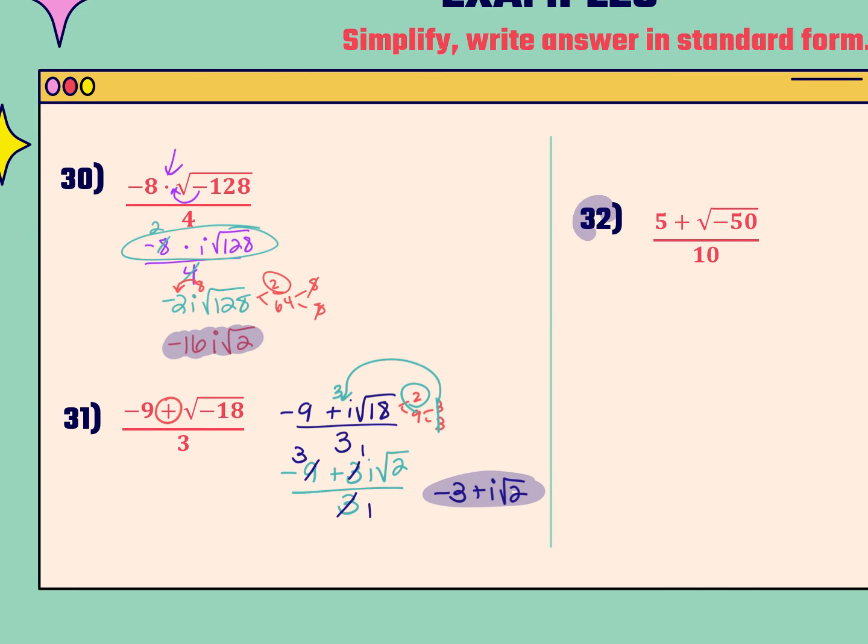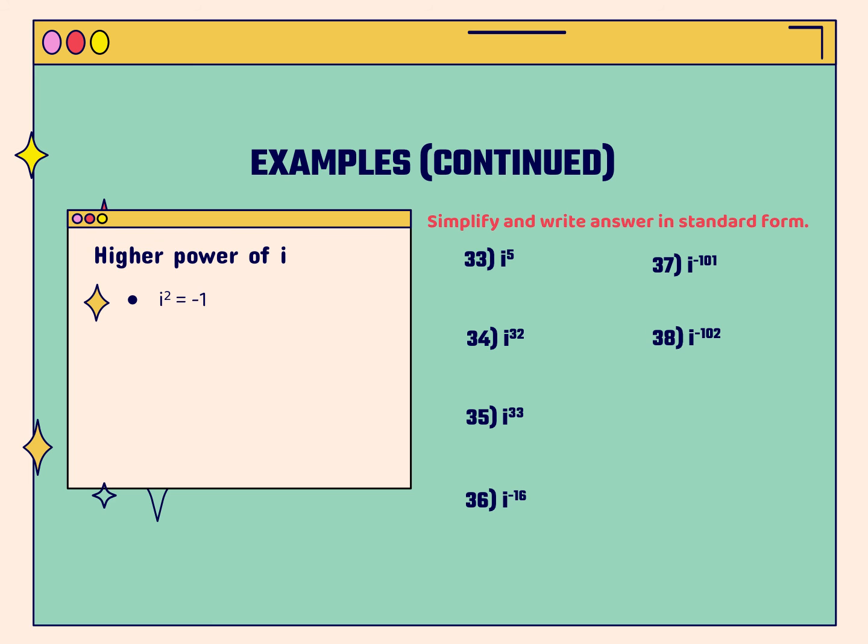All right, we're going to save 32 for tomorrow. And we're going to look at our last set of examples, which is i's to the highest power. So you will see these are great standardized test questions.